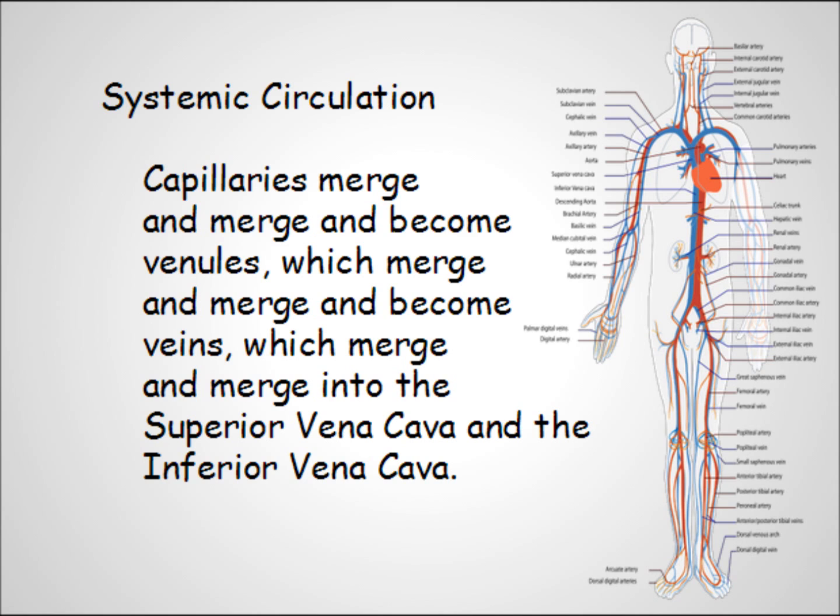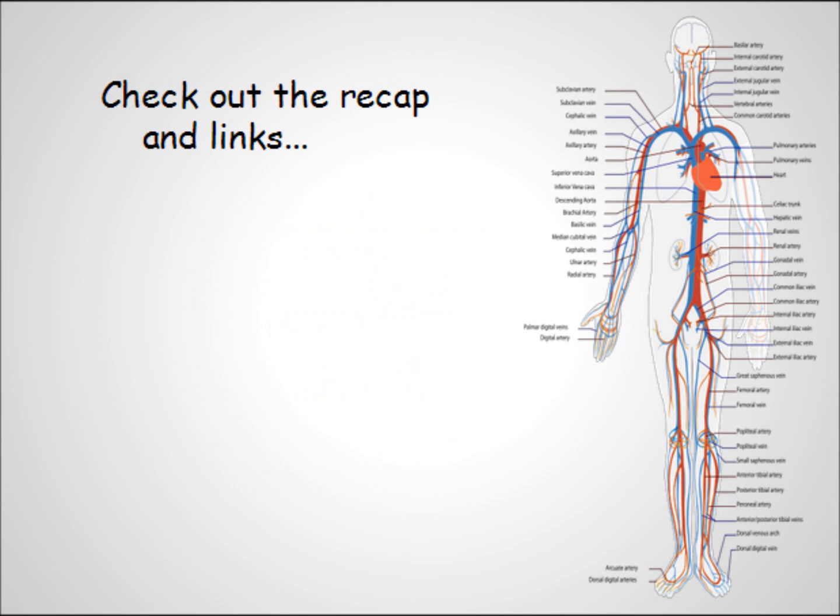At rest, on average, it takes about 50 seconds for an individual blood cell to make a complete circuit through your body. Pretty amazing, eh? Well, there are the basics of our amazing, wonderful cardiovascular system.